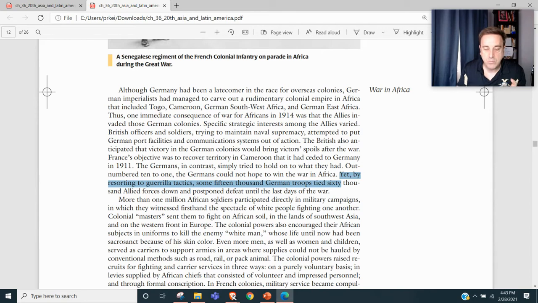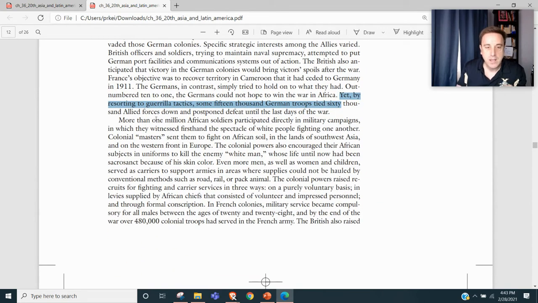Now, what makes it even more interesting is that over 1 million African soldiers participated directly in military campaigns. Sometimes it was in Africa, sometimes it was in Southwest Asia, and sometimes it was even on the western front of Europe. What made that interesting is that you've got to realize they've gone through generations, 2, 3, 4, depending on how long they've been a colony, of essentially the white man enforcing superiority over Africans.